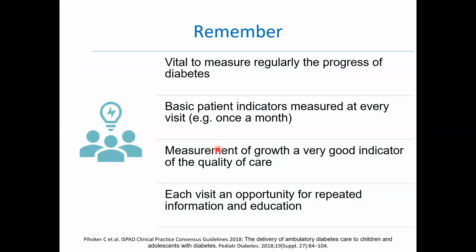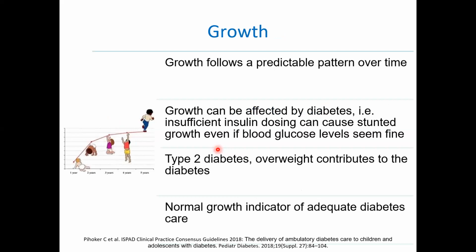So it's important to measure regularly the progress of diabetes, okay? And these basic patient indicators should be measured at every visit if possible. I've talked about measurement of growth, which is a very good indicator of the quality of care. And remember that each visit is an opportunity for repeated information and education for patients. So finally, I'm just going to mention briefly about monitoring growth in childhood. We'll have a session on this.